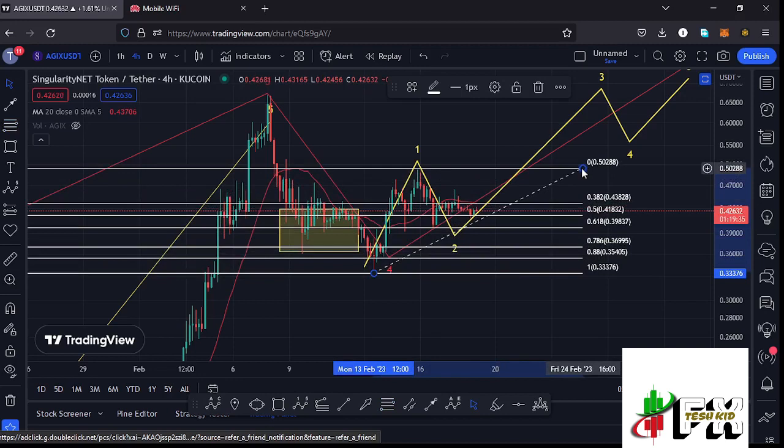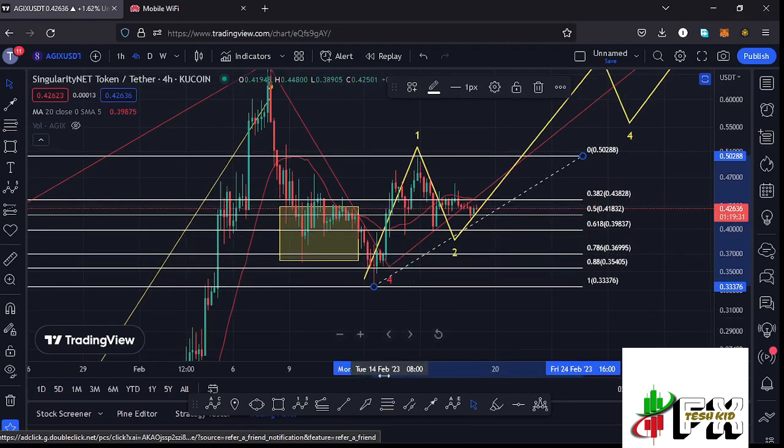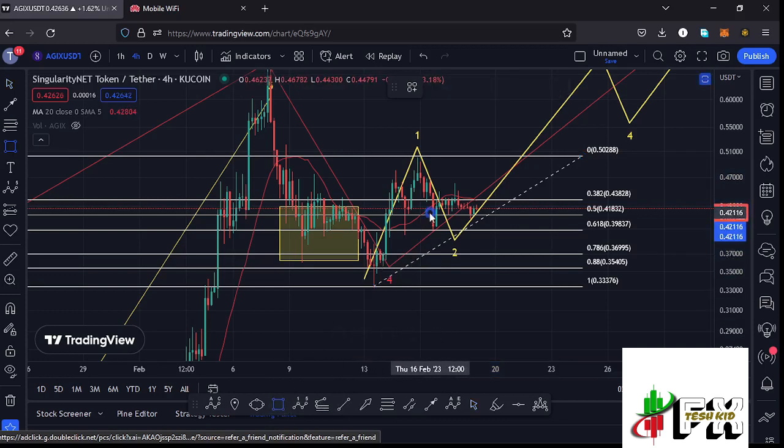That gave me a minimum retracement area in the formation of that wave 2 between the fib level 0.5 and the fib level 0.618, which is a target area that lies between the $0.41832 mark and the $0.39837 mark, which is a target area that we have fully maximized.